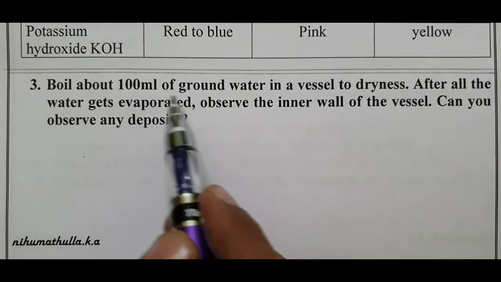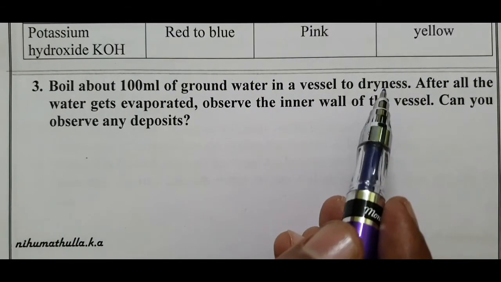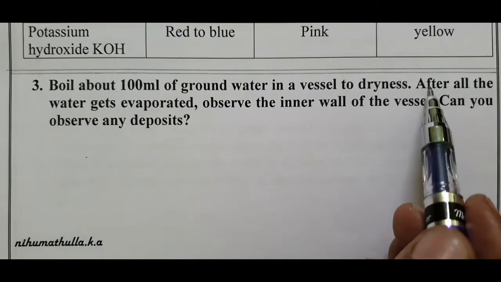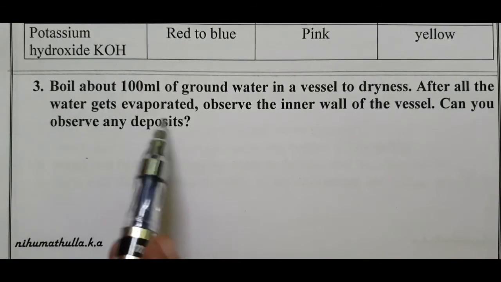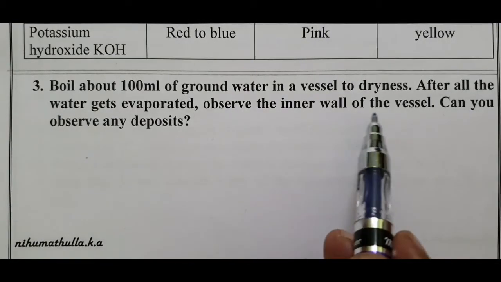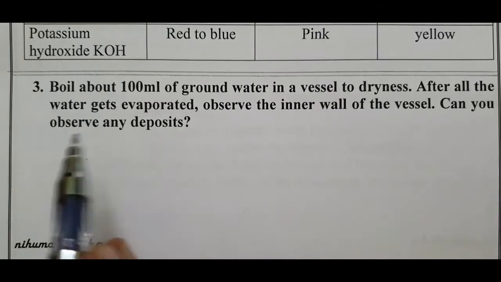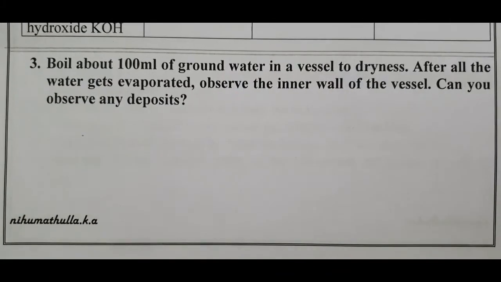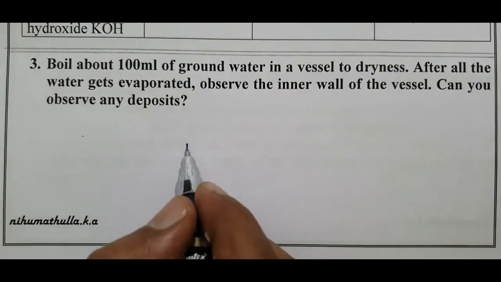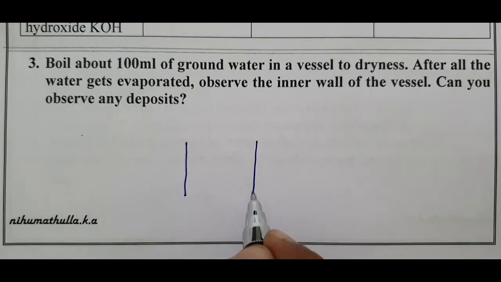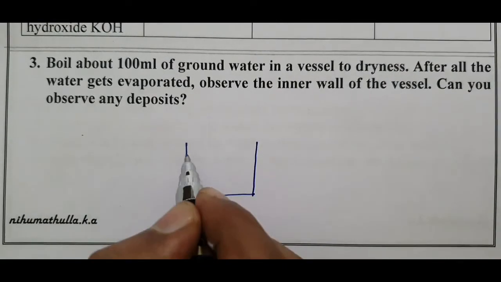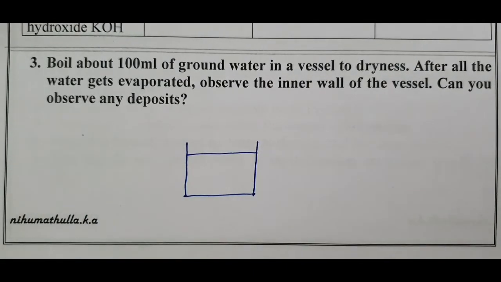Boil about 100 ml of groundwater in a vessel to dryness. After all the water gets evaporated, observe the inner wall of the vessel. Can you observe any deposit? If the water is obtained from the ground, it may contain some hardness causing salts.